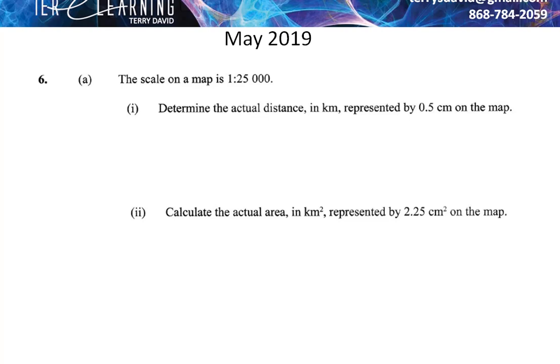Okay, so I'm going to be looking at the May 2019 question 6. They gave us some information concerning a scale of 1 to 25,000. Now, what does that mean? It means that 1 cm is equal to 25,000 cm, right? That's what that information is telling me. Now 25,000 is a big number, so we need to convert that to kilometers because they want the actual distance in kilometers, right?